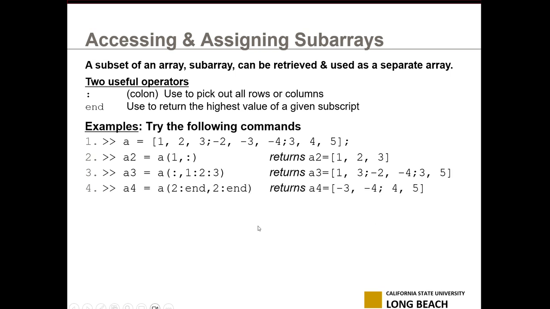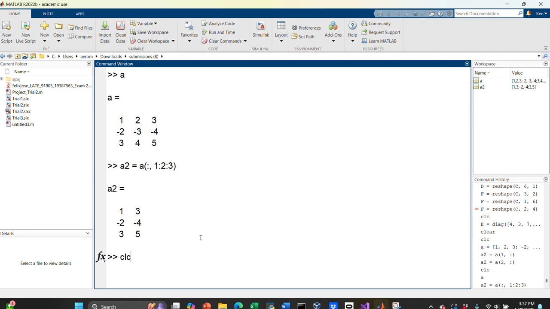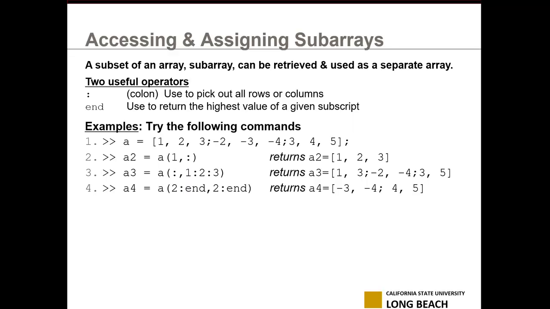Now let's use the end function. So here we're saying we want to create A4. We're taking information from A. Where's our comma? Here it is right here. Let's get this in MATLAB so we can see it more clearly. There's A. Now we want A2 is equal to A, 2 to end, and 2 to end. Did I get that right?